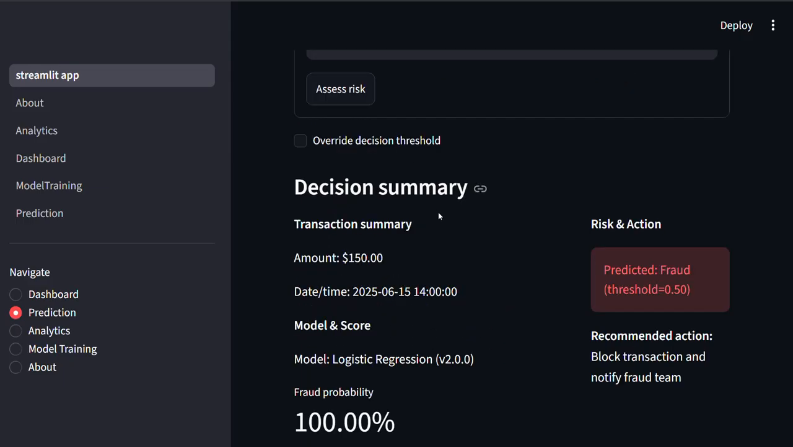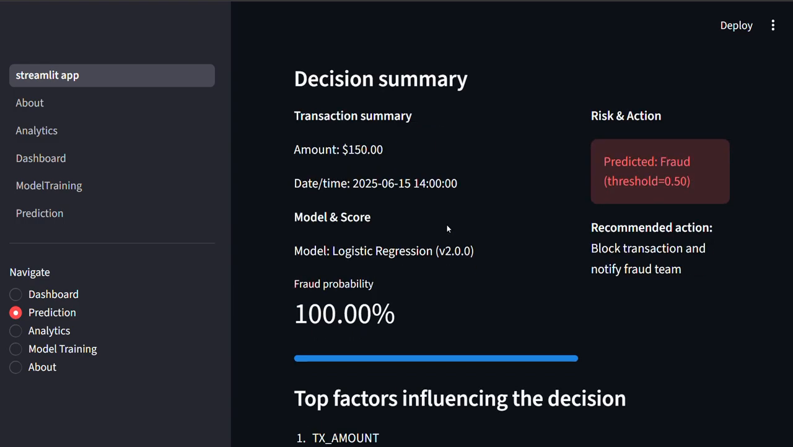The system converts the transaction into the same engineered features used in training and generates a fraud probability. The probability is then compared with the decision threshold to determine whether the transaction should be considered fraudulent.